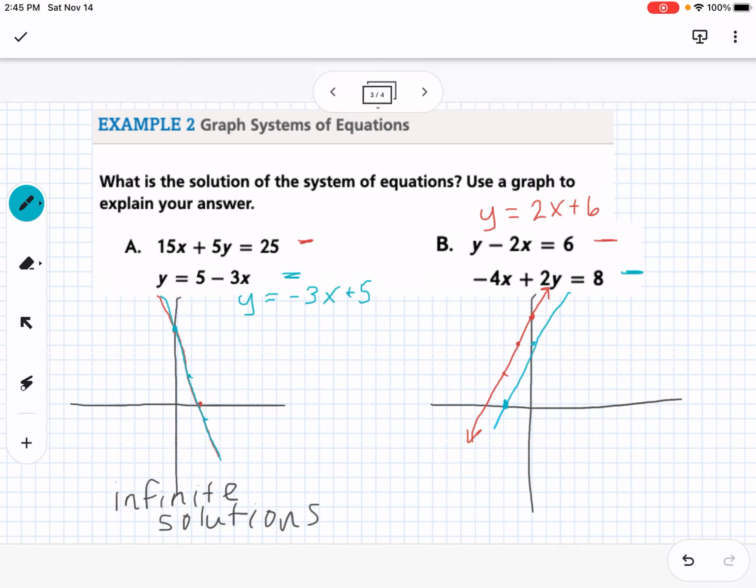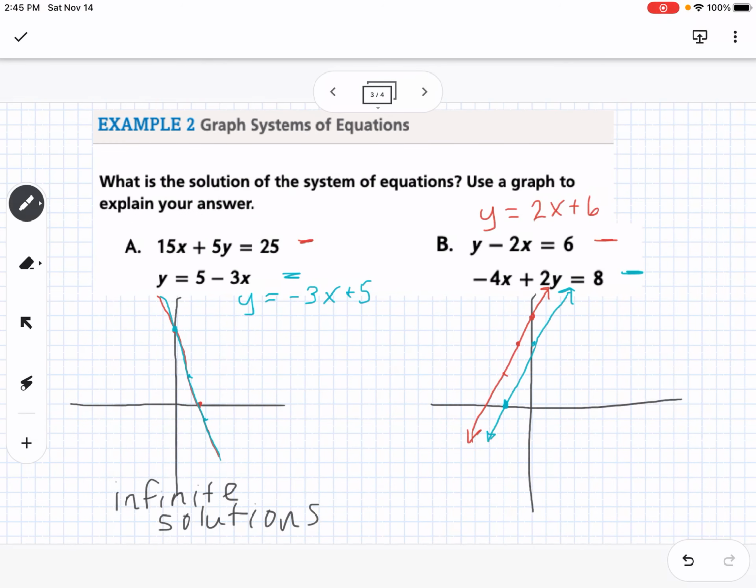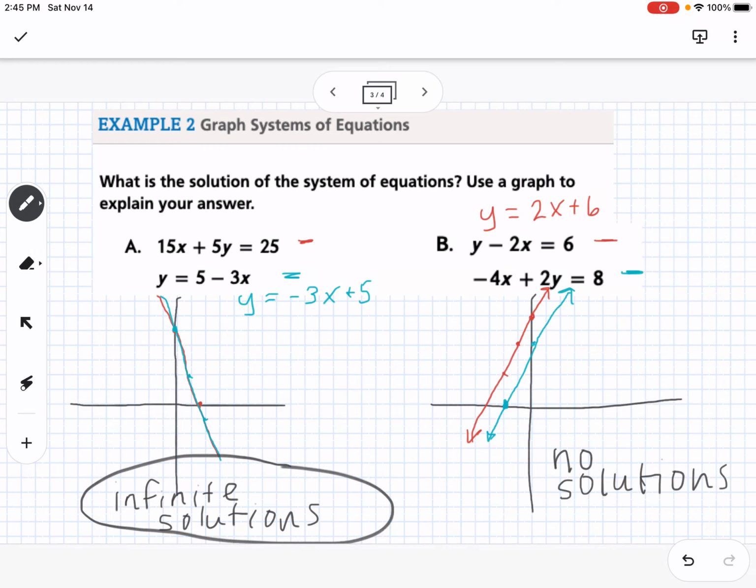And we graph those. You'll notice that those are parallel. So just like we've talked about before, those are parallel, they're never going to cross. So in this case, we would say there is no solution. Since for the systems, we're trying to find where they intersect. So if they intersect in all spots because they're the same line, then it's infinite. And if they don't intersect at all, then it's no solution.